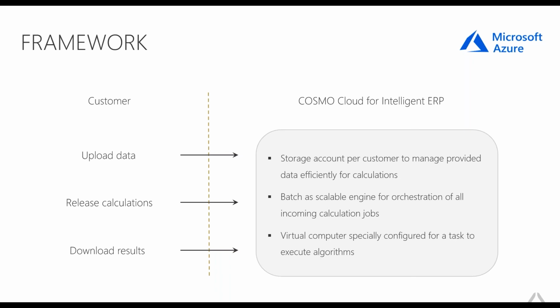So the customer is the active part in this picture. So you can say, I want to upload these data for an algorithm. Now I want to download the results in my ERP system. Moreover, the cloud also manages the different calculations that are sent to the cloud. There is a batch in the center of our engine, and this batch orchestrates all the incoming calculation jobs and so on. So you can request, I don't know, 100 and more calculations, and the batch organizes that you can get your results as fast as possible.